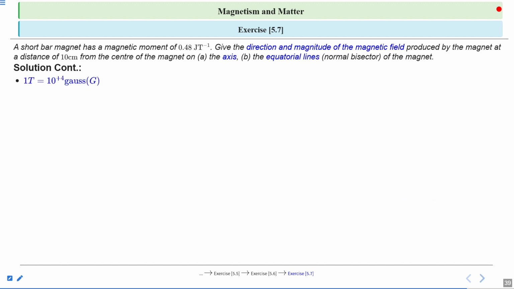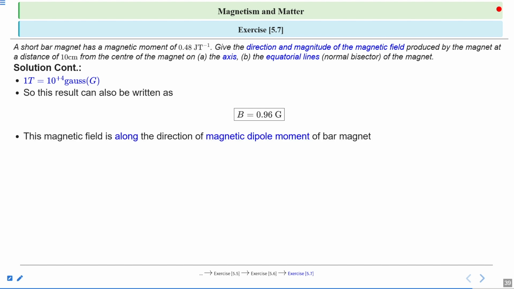We know that 1 Tesla is equal to 10 to the power 4 Gauss. Gauss is a CGS unit. So this result can also be written as B equal to 0.96 Gauss.